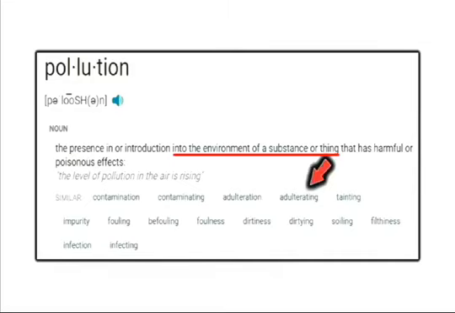And if you're looking on the screen, there's a few synonyms for the word pollution. Synonyms are words that are similar. One of them is contamination, contaminating, adulteration, soiling, dirtying, dirtiness, foulness, befouling, infecting, infection, filthiness. But I'm pointing at one with an arrow. It's the word adulterating. Adulterating, okay? Well, what does that word mean?